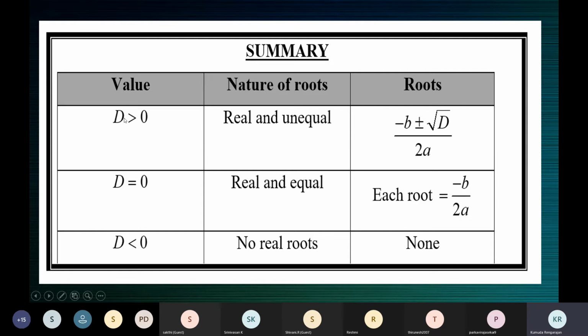So if you find this, then this is true. That's what I'm trying to say, it works both ways. When the roots are unequal, the roots are minus b plus root d by 2a and minus b minus root d by 2a. When they're equal, both the roots are equal to minus b by 2a.